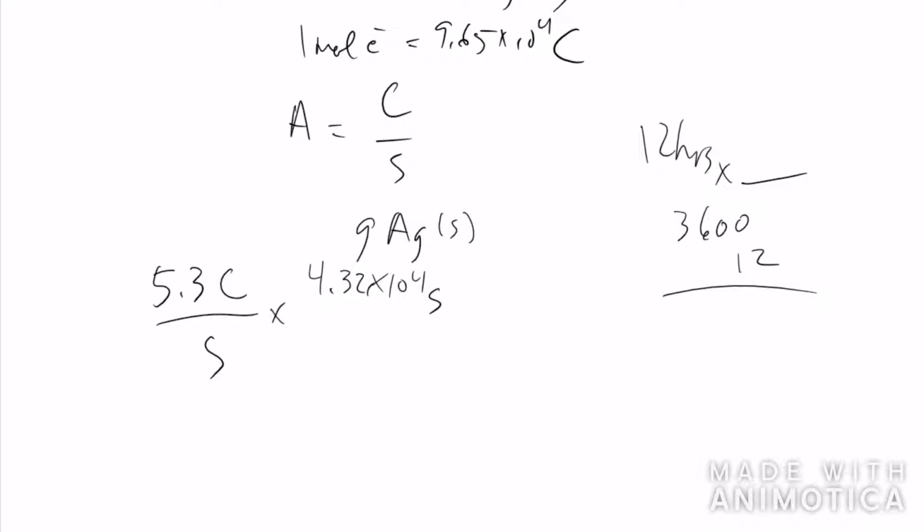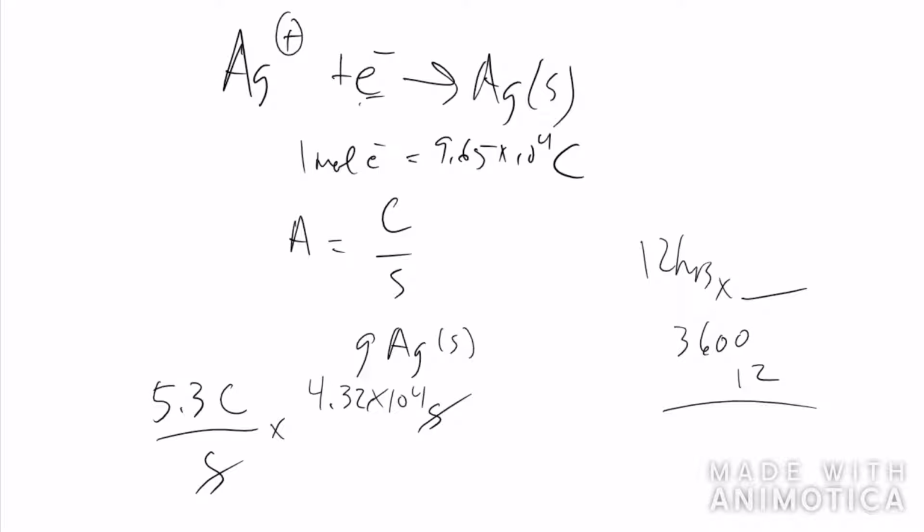Okay, I cross my seconds out, and I'm left with coulombs. But now I need to get coulombs essentially to grams of Ag. What we can do by looking at this original equation is we know that for every 1 mole of electrons, I'll have 1 mole of my silver final product because the coefficients are 1.